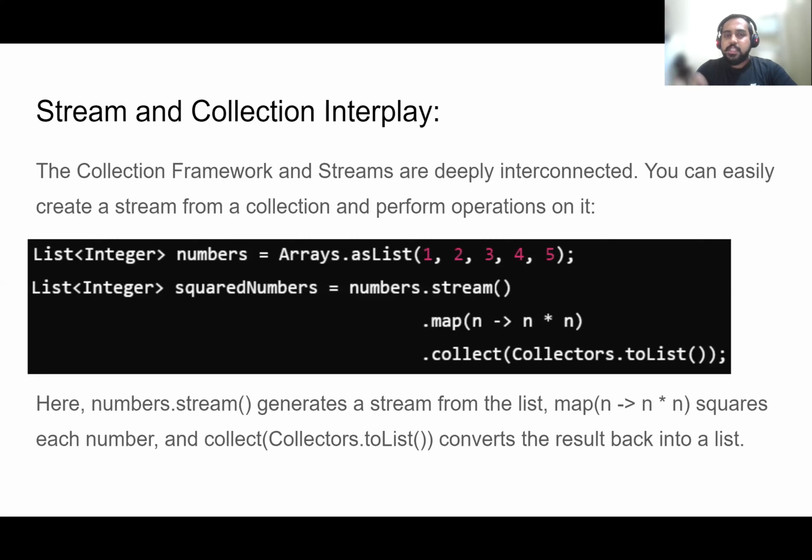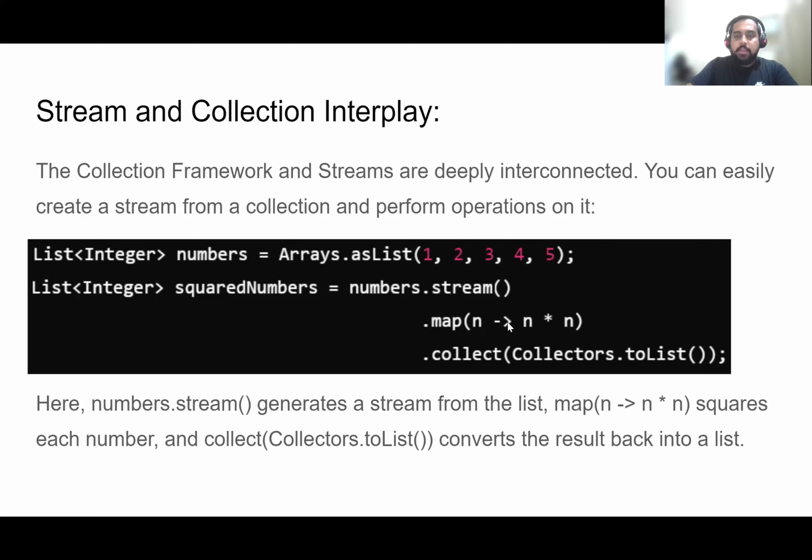So let's see streams and collection interplay. The collection framework and streams are deeply interconnected. After Java 8, we can easily create a stream from a collection and perform operations on it. Like in our previous example with ArrayList, similarly I have created one more list, a list of integers as numbers. So I'm calling numbers dot stream dot map. This is an intermediate operation where I take each individual element in a temporary variable n, which will hold the elements one by one.